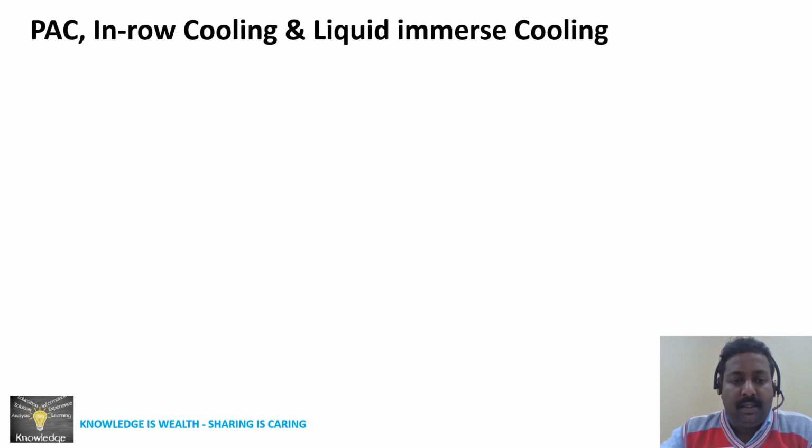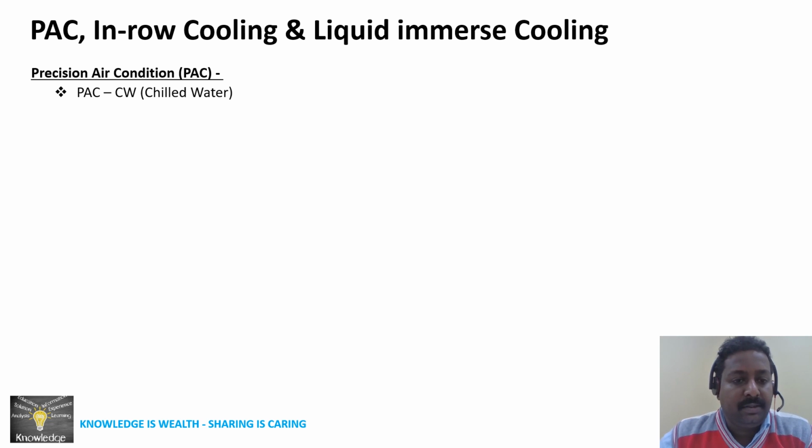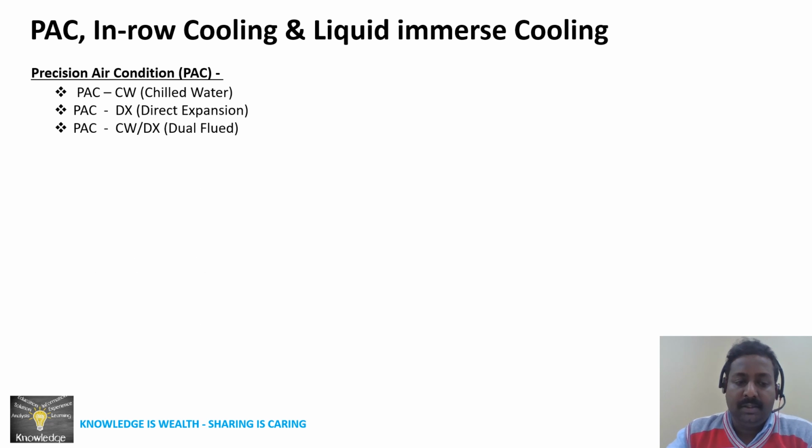So let us quickly run through what all things we are going to see. As discussed, a precision air conditioning system. Currently, there are three types of PAC units available in the market. One is PAC with chilled water, second is PAC with DX direct expansion units, and third is PAC with both chilled water and DX, which we call dual fuel PAC units.